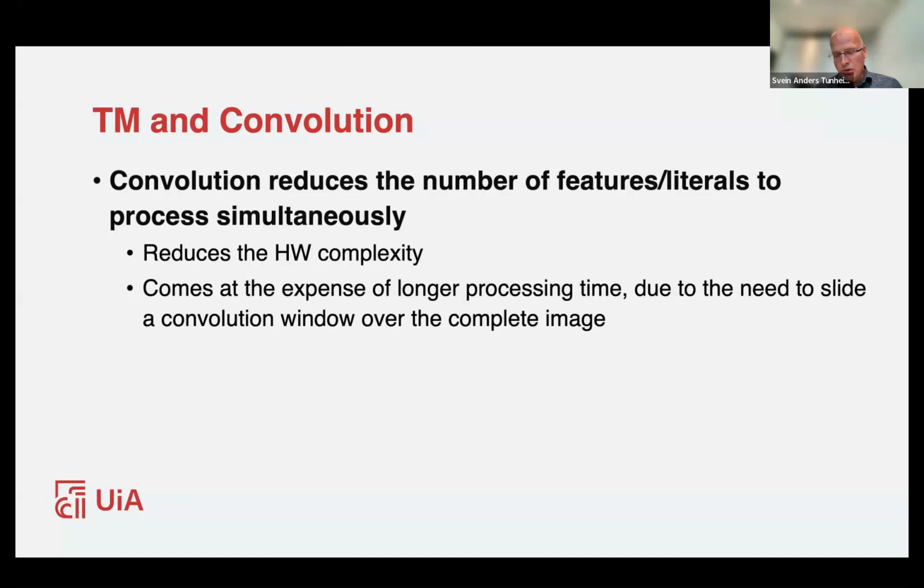So I have worked mainly with the convolutional Tsetlin machine, and the main benefit, as I can see it, is that with this approach, you reduce the number of features and literals to process simultaneously. This obviously reduces the hardware complexity. The disadvantage is longer processing time because you need to slide this convolution window over the complete image and process each patch separately.